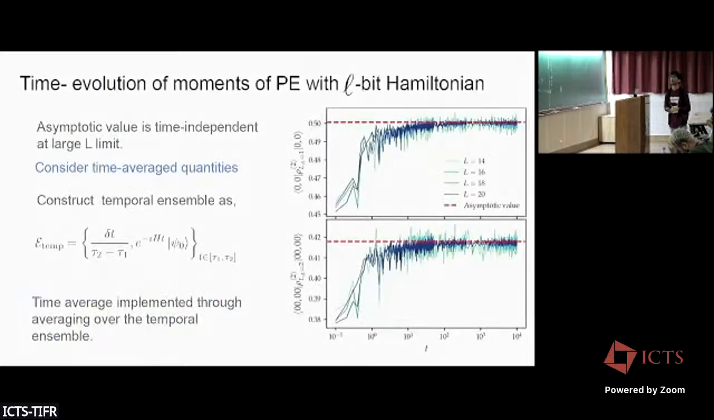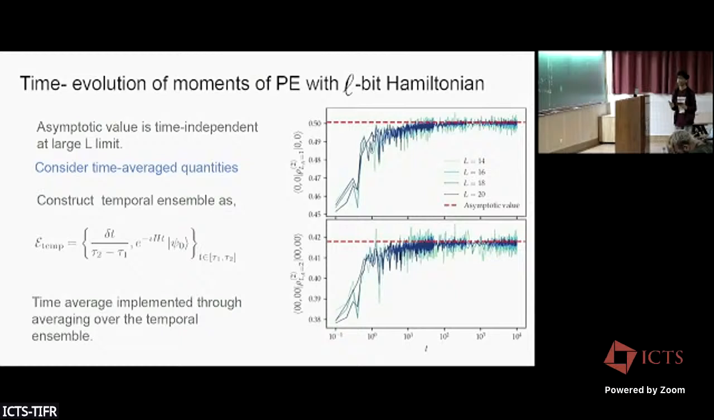Okay. First, we can look at how the elements in the projector ensemble evolve with time. Here we are showing the second moment for two cases. In one case, your A system has 1 qubit, and in the other case, it has 2 qubits. Different colors denote different total system sizes. And you see that at long time, the fluctuation becomes very small at large system limit. So we can actually consider time averaged quantities at large time limit.